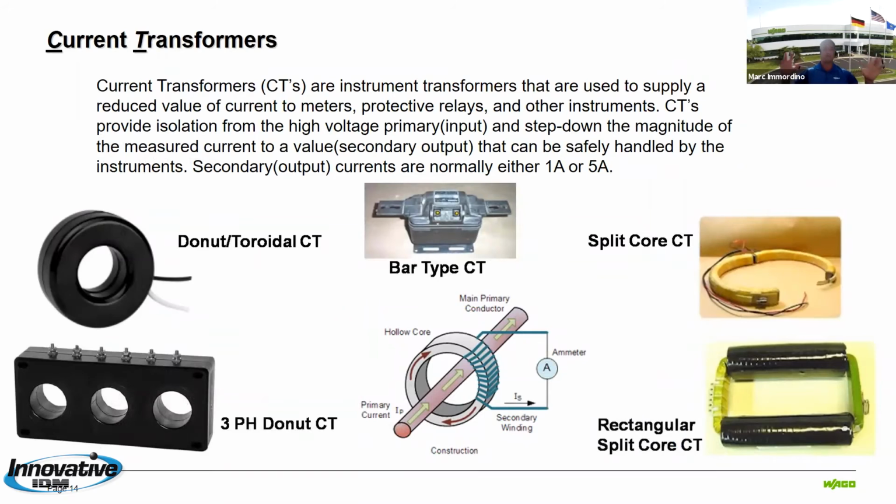So we've talked about all these issues and why people want to look at this stuff. Let's look at how we do some of it. One of the things we use for this power measurement is CTs, or current transformers.